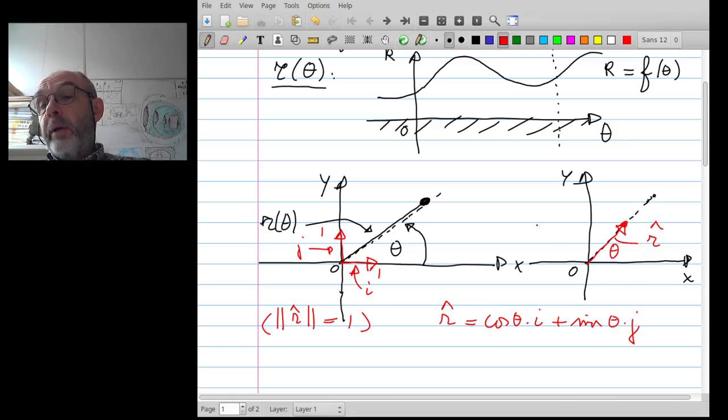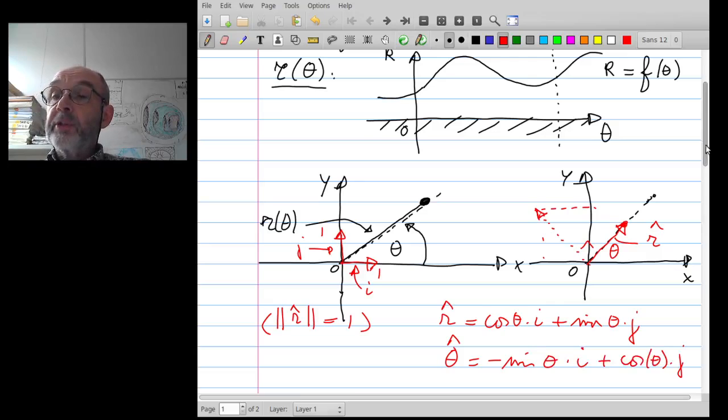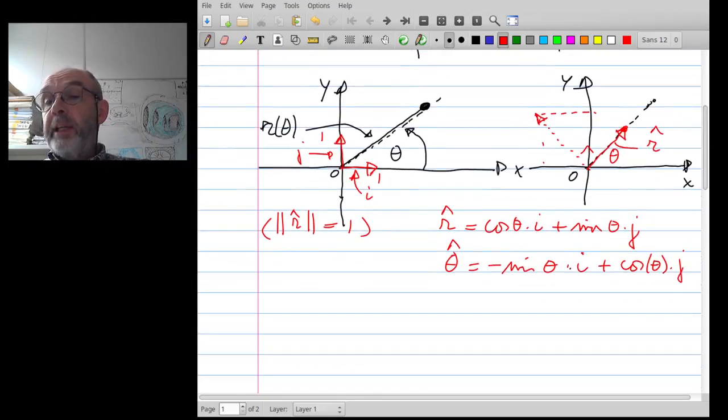Now, in the angle direction, that vector stays perpendicular to the r direction. So there you have a unit vector. It has to stay perpendicular. I see that my y component is positive and my x component is negative. So I think minus sine theta times i plus cosine theta times j. And you see that they are perpendicular to each other.